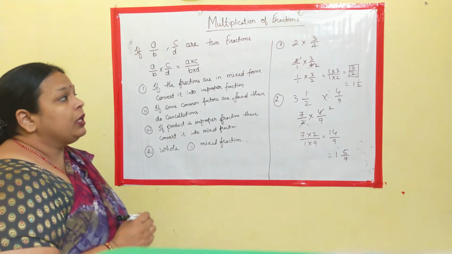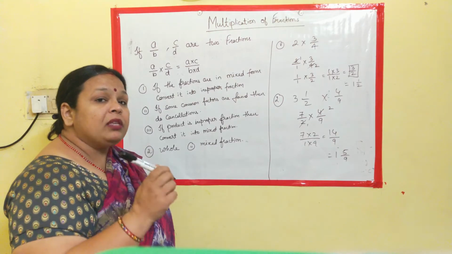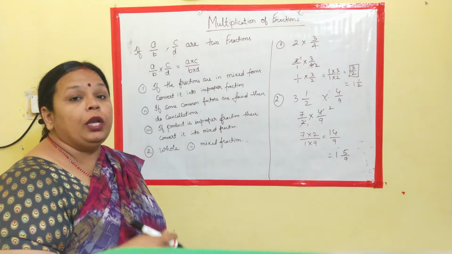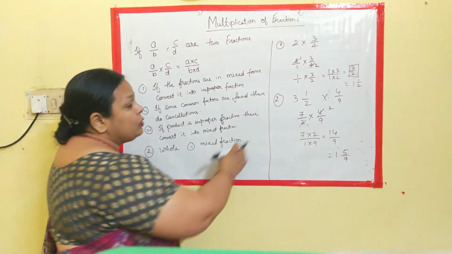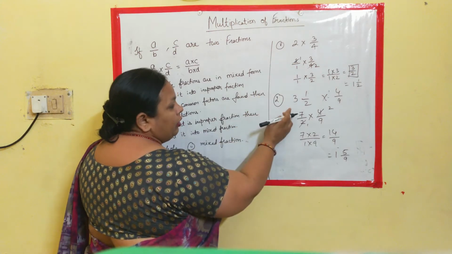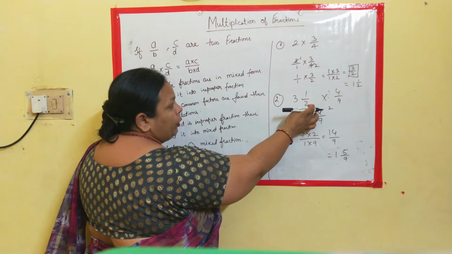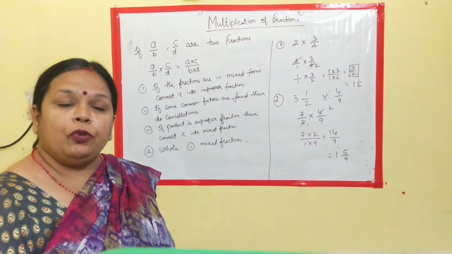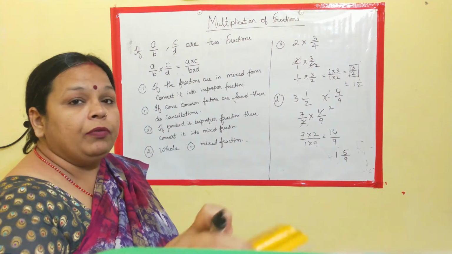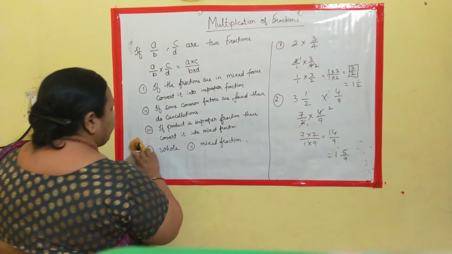Clear? Similarly, multiplication of a mixed fraction with a whole number can also be done. The first step is to find the improper fraction: the mixed fraction will be converted into an improper fraction, and then the procedure for the first one is to be followed. Now moving ahead, we will be seeing a few more examples.